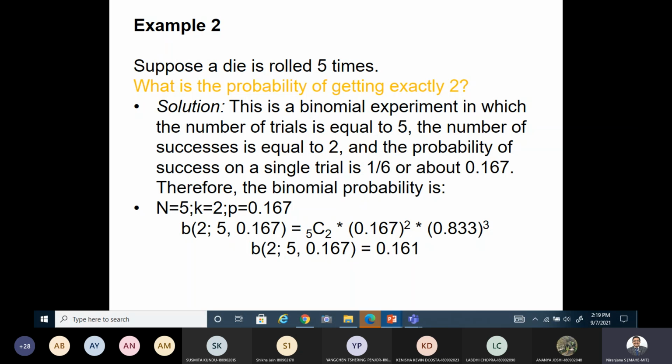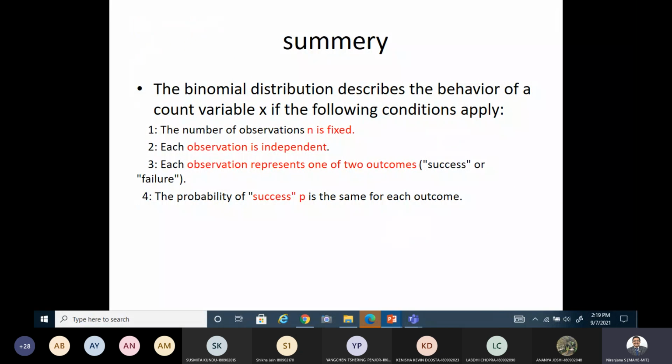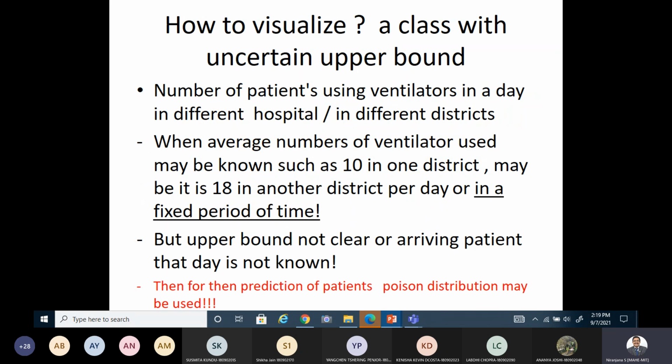Similarly, you can work out another problem here. If you wish to do rolling dice, it's given here. Okay. And regarding the distribution, some more detail is given here. You can just go through it.